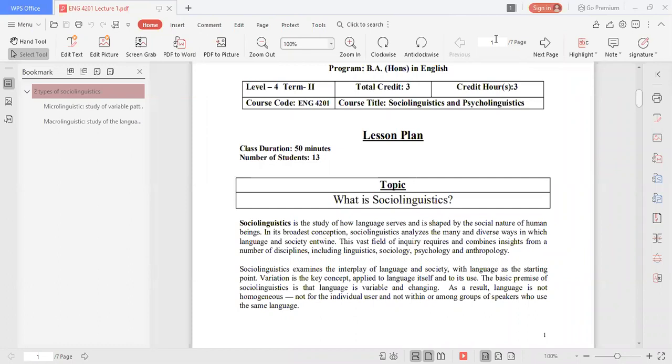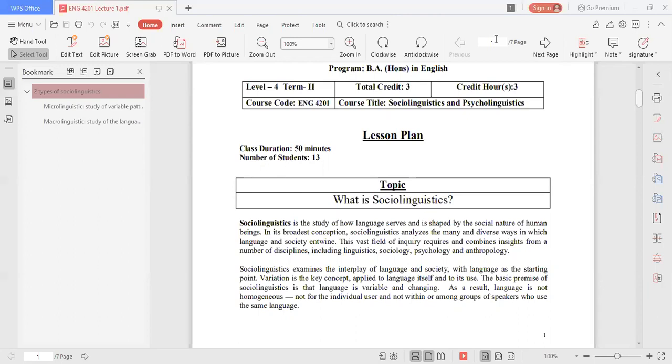Thanks for joining me in this session for social linguistics. Our course title is social linguistics and psycholinguistics. In the first half of the semester, we will be dealing with social linguistics. Since it is our first lecture, we will try to have some basic idea about the definition of social linguistics and also its scope and some other areas.